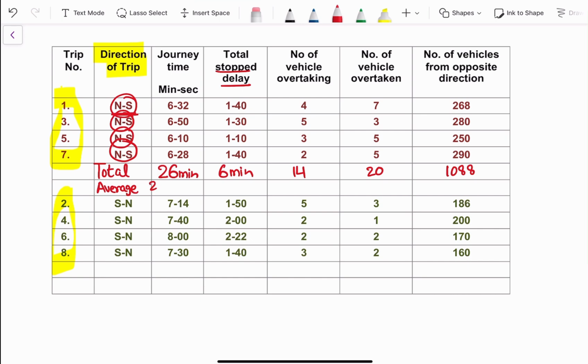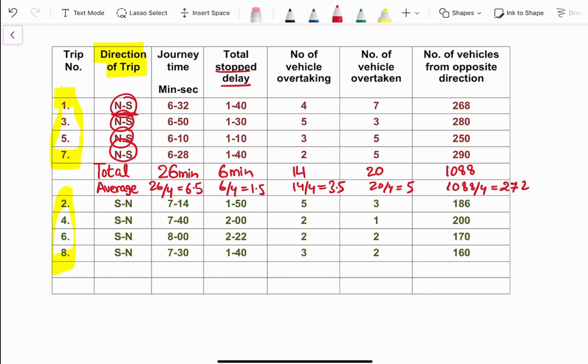So 26 divided by 4, so that will give us the 6.5 minutes. 6 divided by 4, so that will give us 1.5 minutes. Likewise, 14 divided by 4, so that will be 3.5. 20 divided by 4, so that will be 5. And likewise, 1088 divided by 4, so that will be 272.